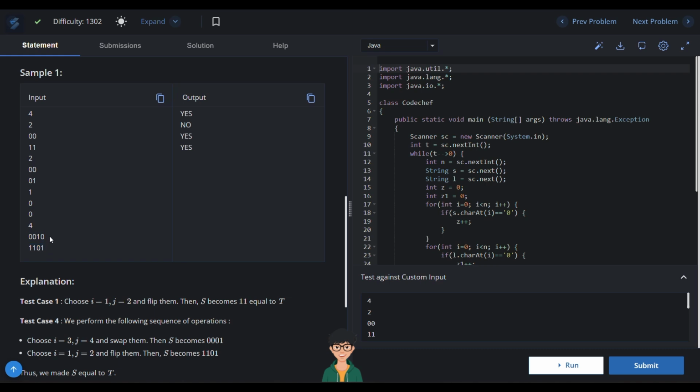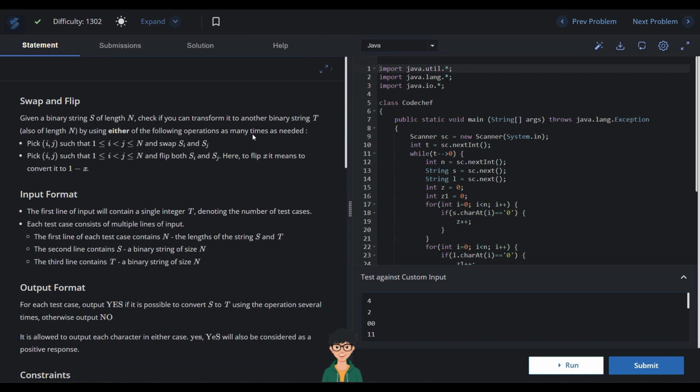So if we count, we will get one set bit here, and three set bits here. Now we would like to transform s to t. So what we will do is use the first operation, which is given, for ordering the elements.